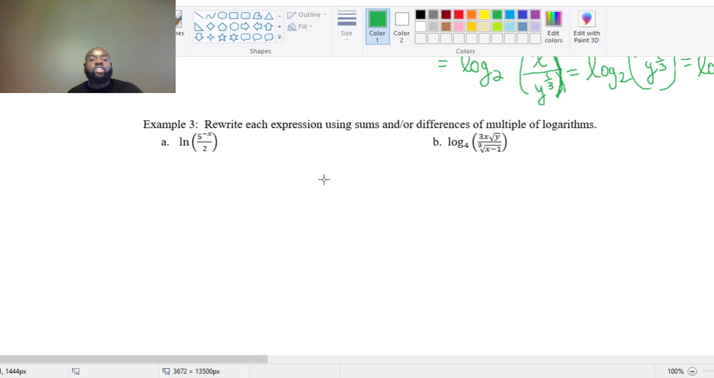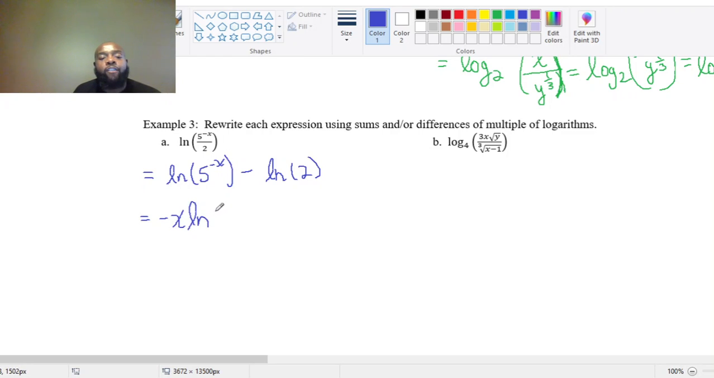All right. So let's look at this example here. We're going to go from having this single logarithm to having it as a sum of multiple logarithmic expressions. And so here, the natural log of 5 to the negative x over 2. If I want to expand that, I'm going to write this as the natural log of 5 to the negative x minus the natural log of 2. I can further expand this by bringing this negative x out front using that power rule. And I have this logarithm in a completely expanded form. Let's go to part B.